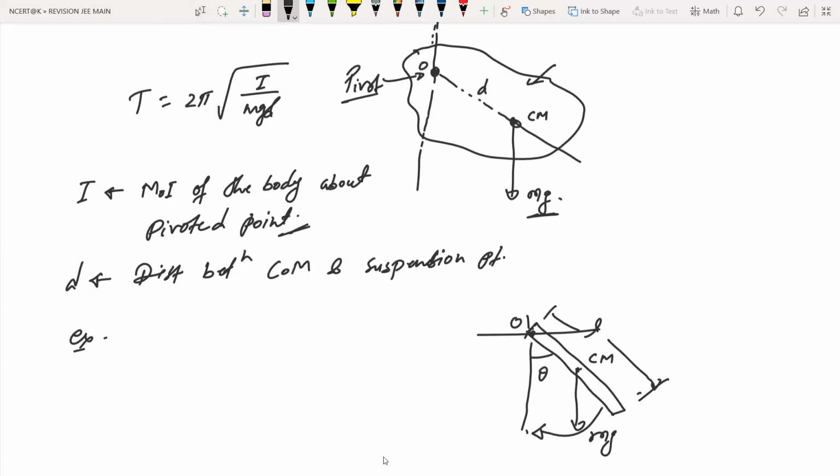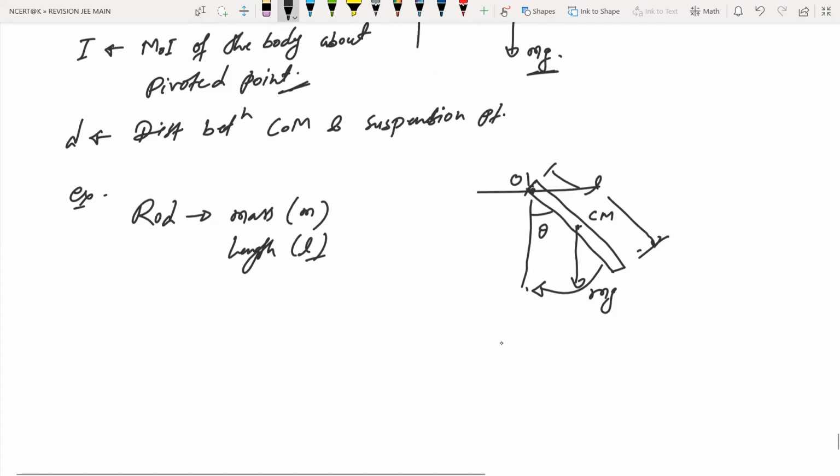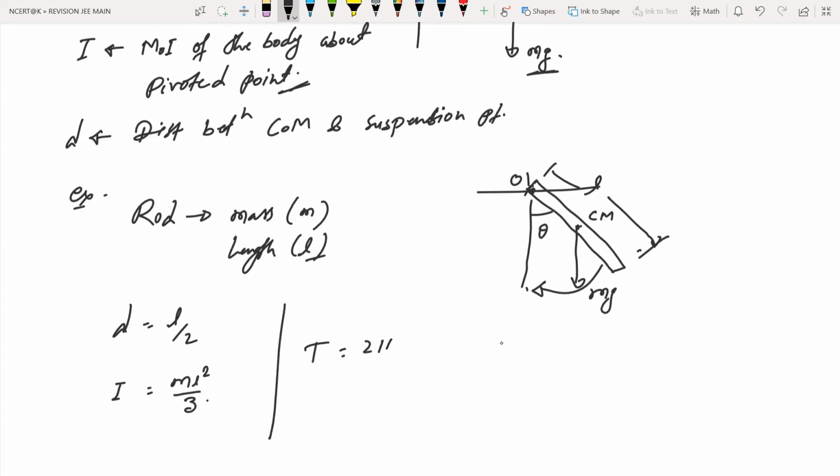So this d will be, here you can see this rod is having the mass m and length L. So if this is the scenario, इस तरह से अगर रॉड को हैंग कर दिया जाए तो d हम यहाँ पे क्या लिखेंगे, d हो जाएगा L/2, and what will be the moment of inertia, आप यहाँ पे देख सकते हैं कि इस पॉइंट के अबाउट होगा, हिंज के अबाउट मोमेंट ऑफ इनर्शिया अगर हम निकालेंगे तो this will be mL²/3.